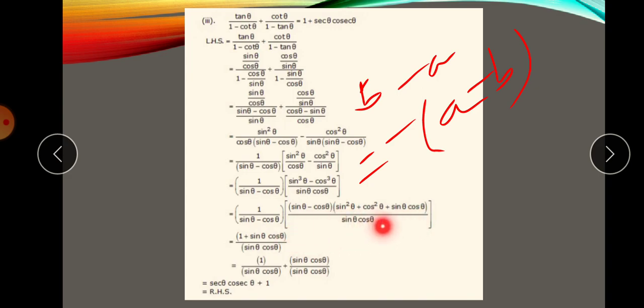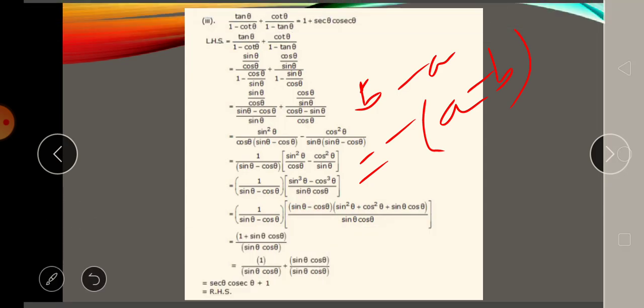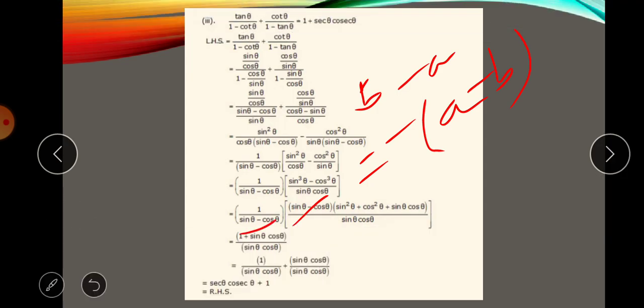Now what will happen? This sine theta minus cos theta cancels, this sine theta cos theta cancels, and then this sine theta cancels. Sine square theta plus cos square theta will become 1, and 1 plus sine theta cos theta by sine theta cos theta. Separate it: 1 by sine theta cos theta plus sine theta cos theta, and these both get cancelled. Sorry, 1 by sin is nothing but cosecant, 1 by cos is nothing but secant. So secant theta cosecant theta plus 1 will be the answer.